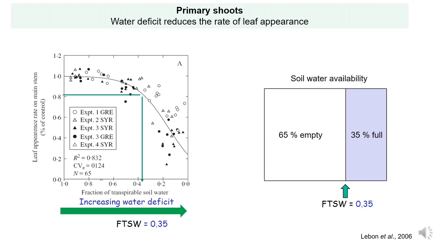clearly did show that the rate of leaf appearance of the primary shoots is under the control of vine water status in relationship with soil water availability. So the rate of leaf appearance of primary shoots starts to be affected when the soil water availability is around 35%.